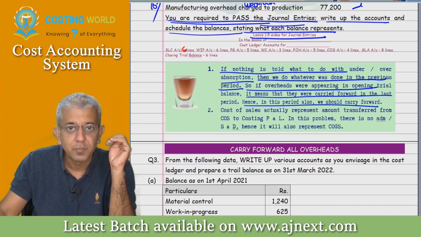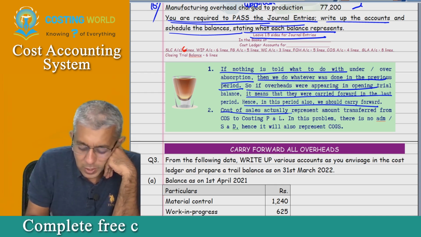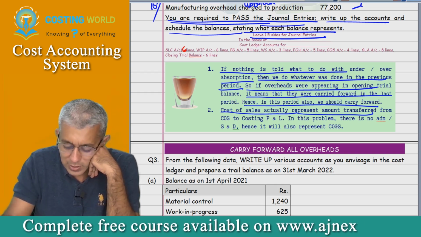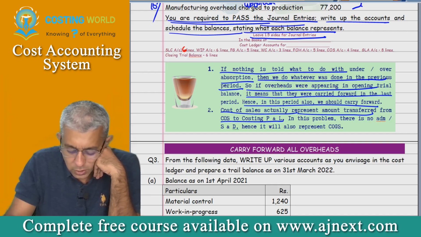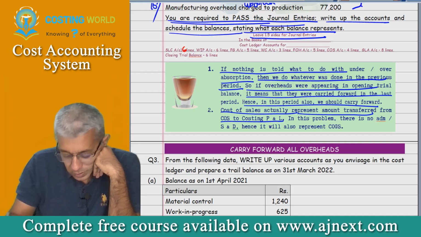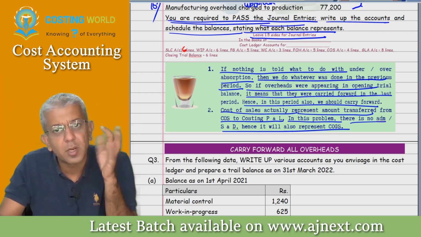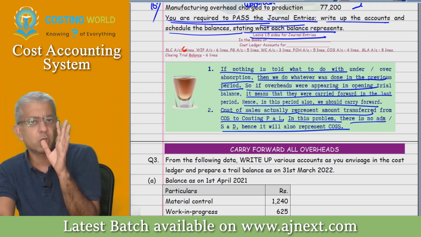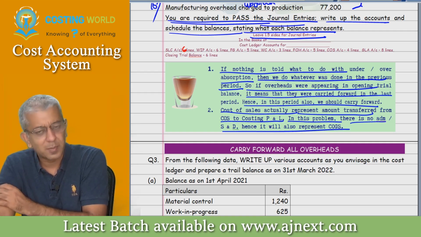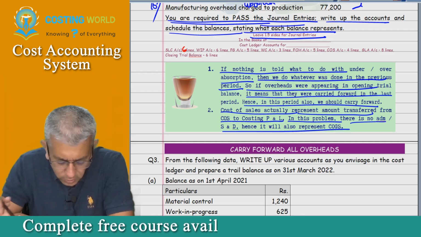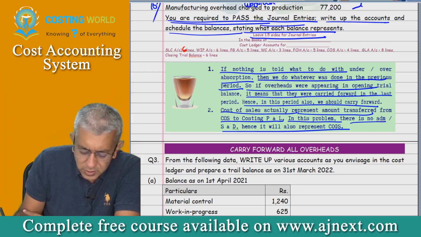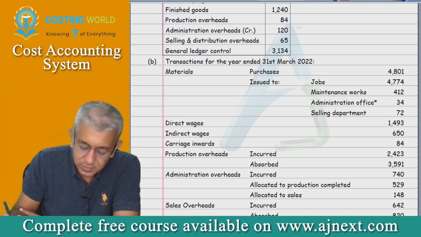Second, in this particular case, cost of sales actually represents the amount transferred from cost of sales to costing P&L. In this problem, there is no admin and S&D. Hence, it will also represent the COGS. In this question, your COGS in any case will be the same as your cost of sales, because there is no admin or S&D. Listen.